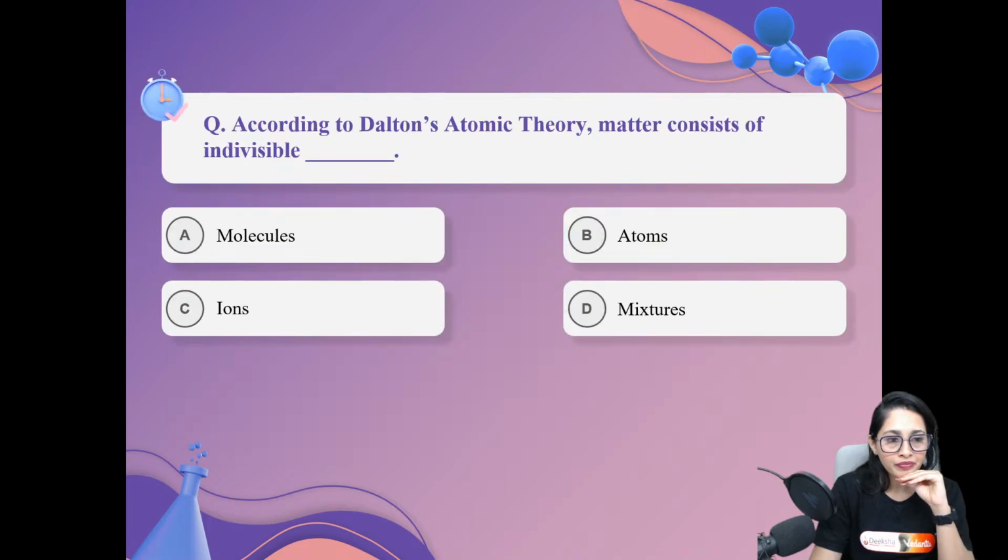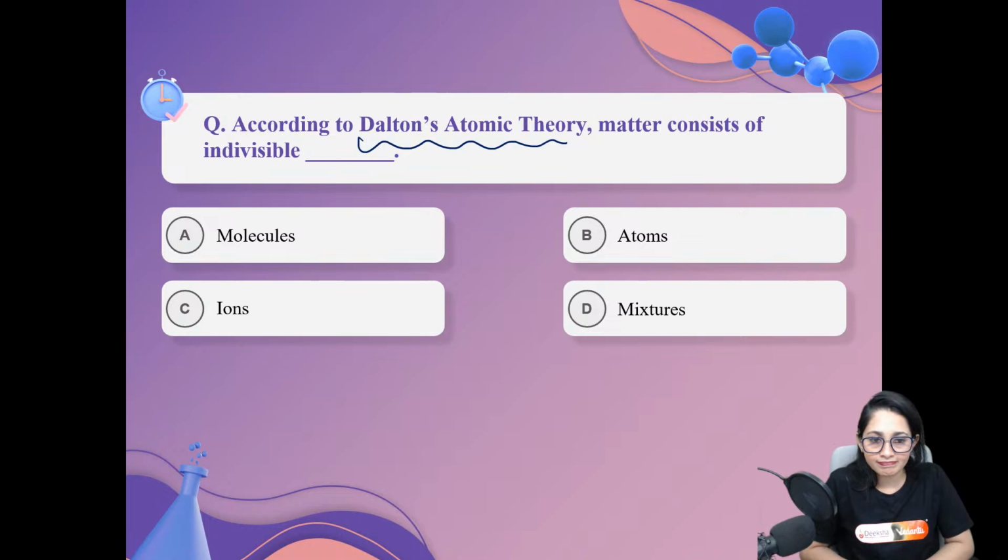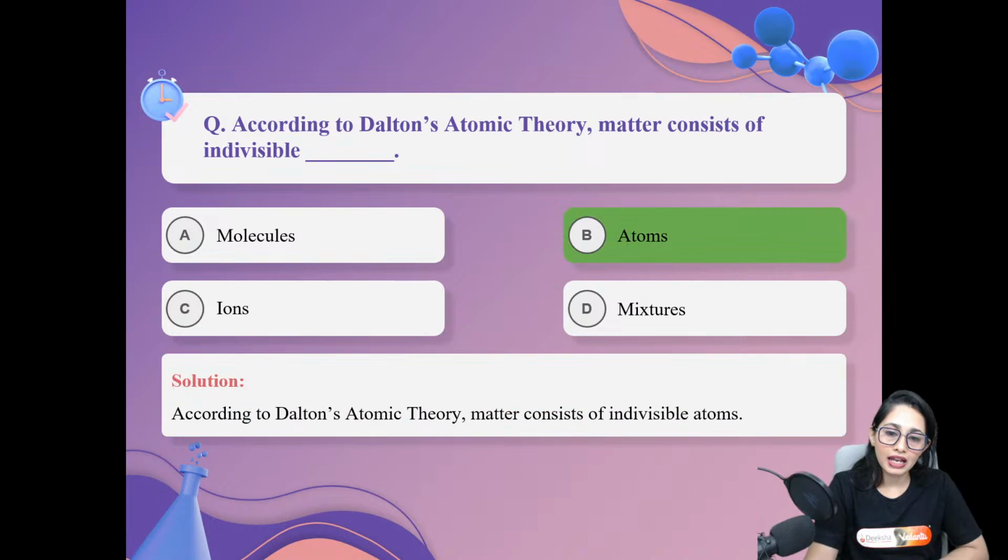Moving forward. According to Dalton's atomic theory, matter consists of indivisible: molecules, atoms, ions, mixtures. According to Dalton's atomic theory, what will be the answer? Come on, give me the answer, all of you. What's the answer? Matter consists of indivisible atoms.